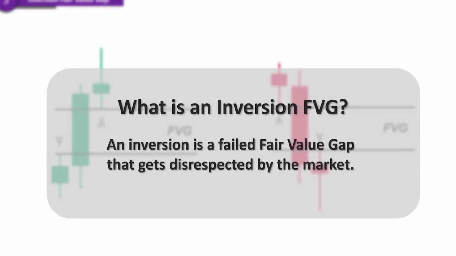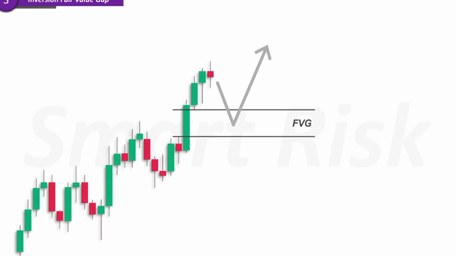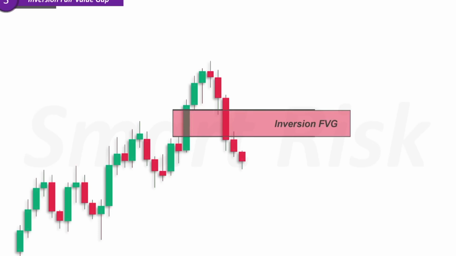An inversion is a failed fair value gap that gets disrespected by the market. For example, here we have a bullish imbalance that caused this FVG. When the price pulls back to this area, we expect a rejection to the upside and a continuation of the uptrend. But you can see that the next candles close over the FVG, completely disrespecting it and creating an inversion. Now we can place a sell limit and expect the price to either retrace back to this zone or move lower. Keep in mind that this method works much better when combined with other concepts.